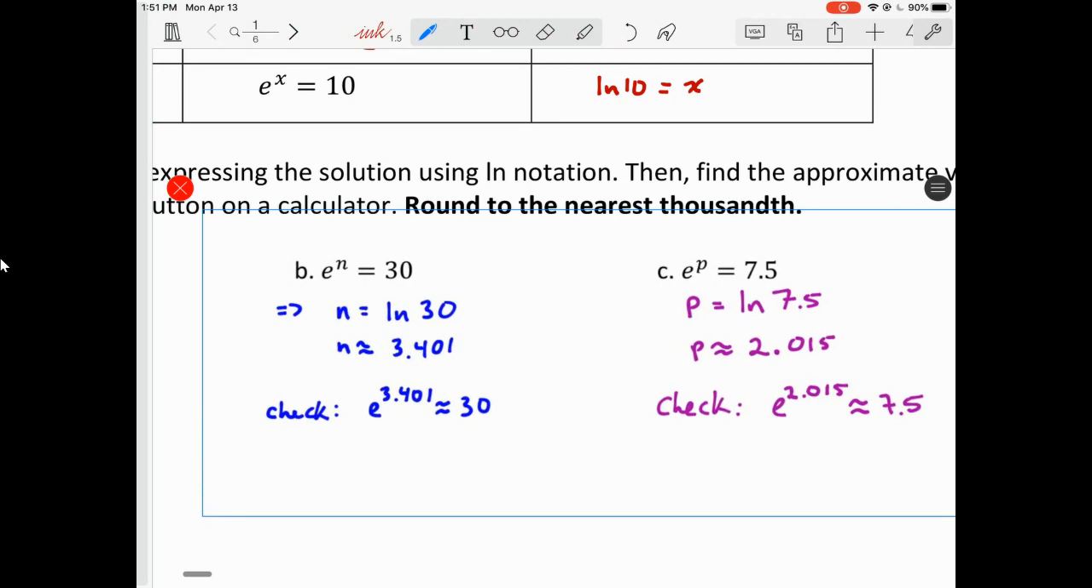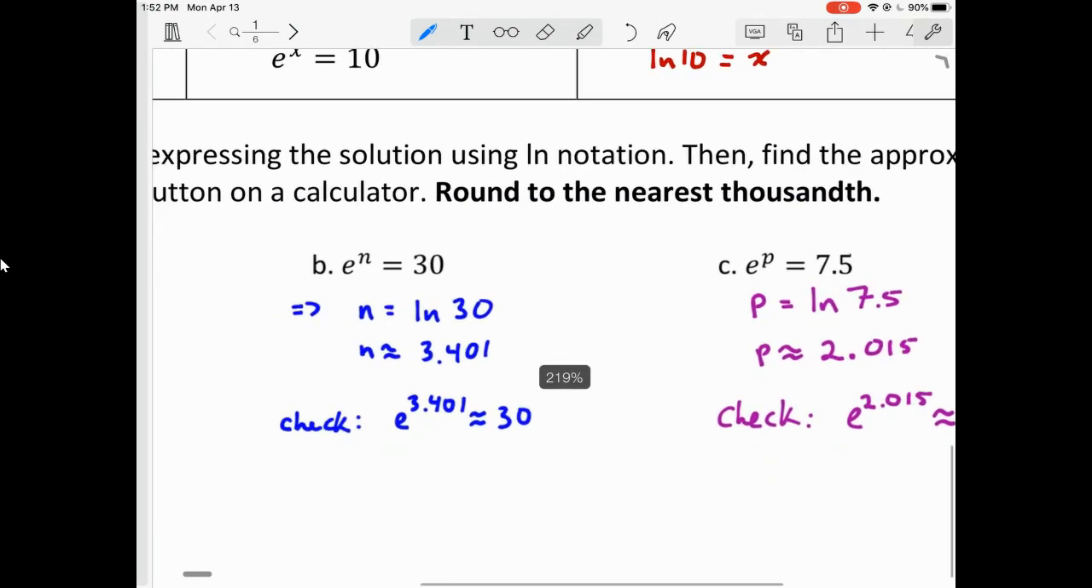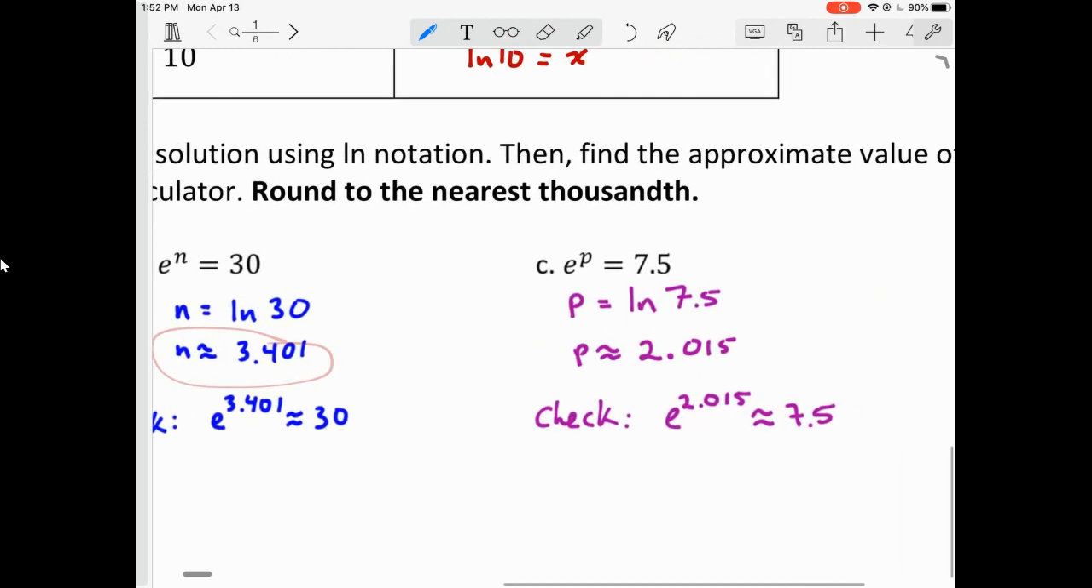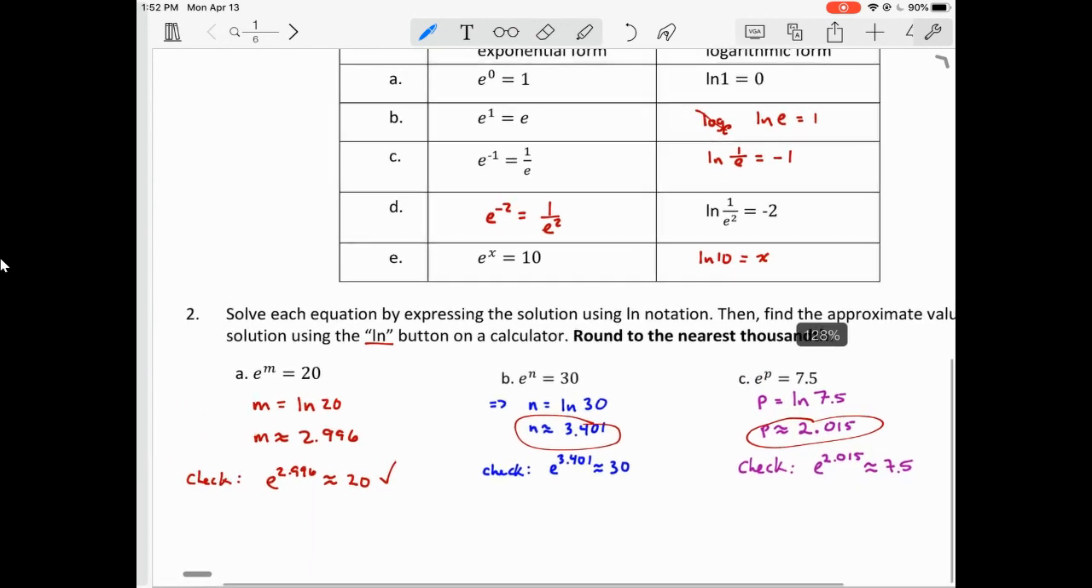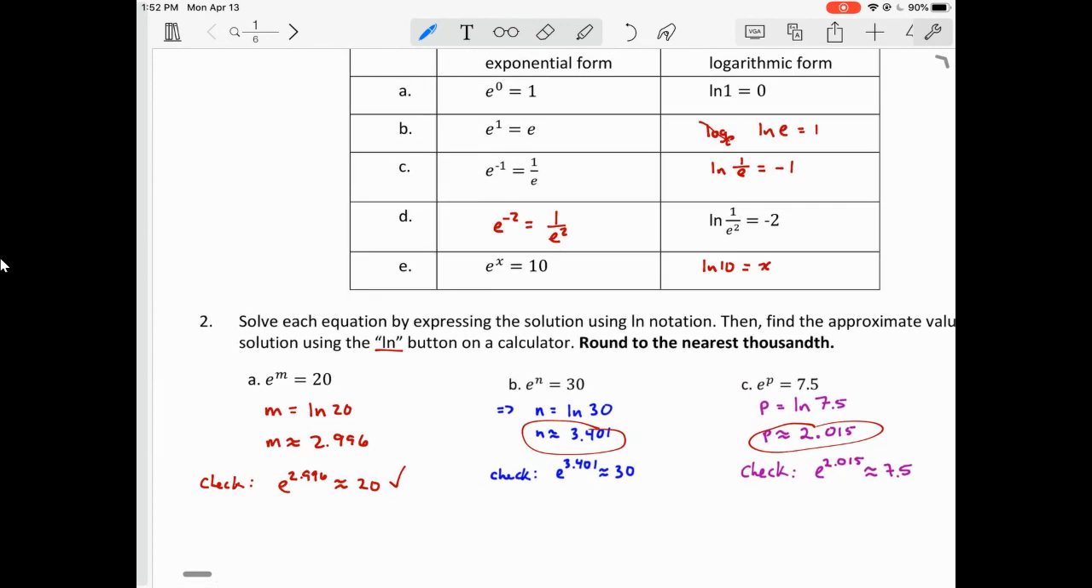So I did this already, B and C. We should have got for B, N should have been 3.401, and for C, P should have been 2.015, and you could have checked your answers. All right, there's page 1.